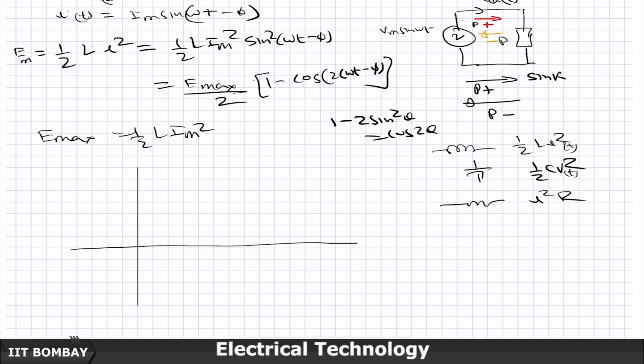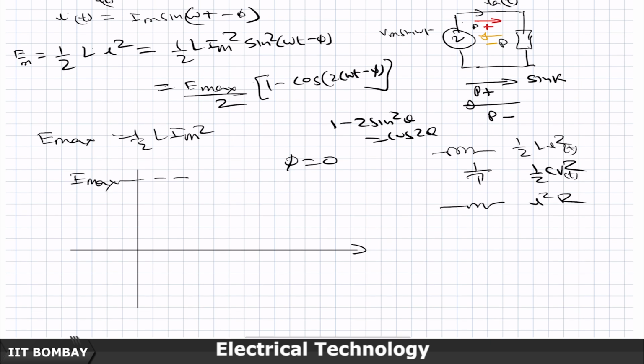Now, while drawing, I am going to draw it for phi equal to 0. Now, this is your Emax by 2. So this line here indicates Emax by 2. This is your value here, the starting point, the offset value. This is your offset value, and then you are getting a double frequency oscillation. I am taking phi to be equal to 0.